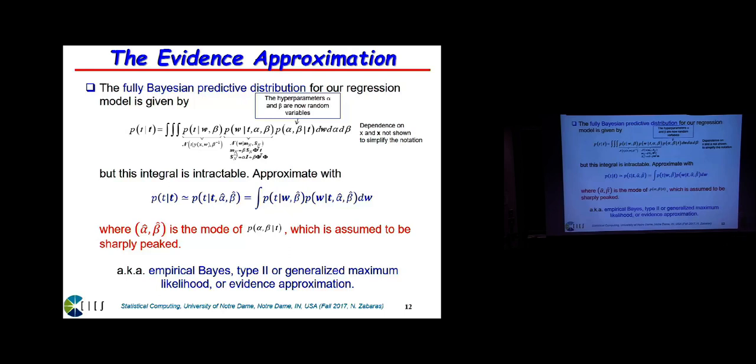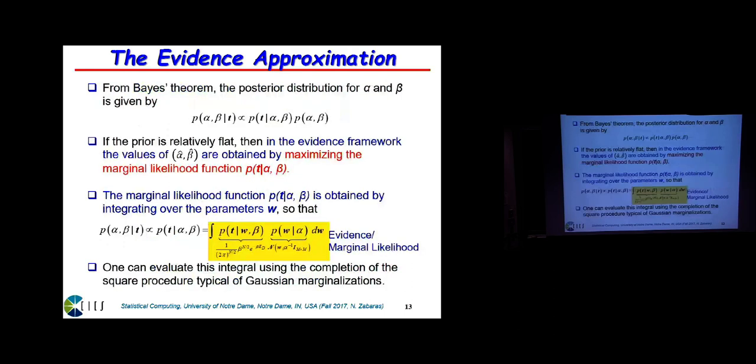This method, in different books over the last 10 years, comes with different names. If you see empirical Bayes, it is the same thing. Or type 2 likelihood, because obviously there must be a type 1. For me, evidence approximation is the one that makes the most sense. So how do we compute alpha and beta?